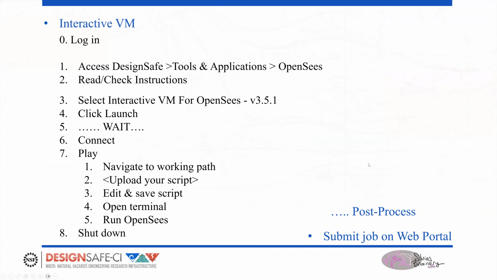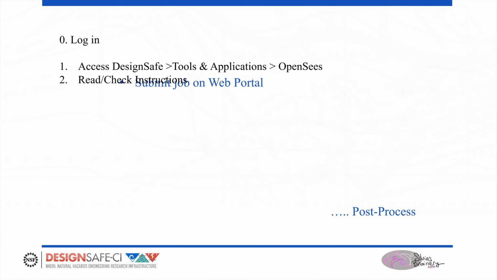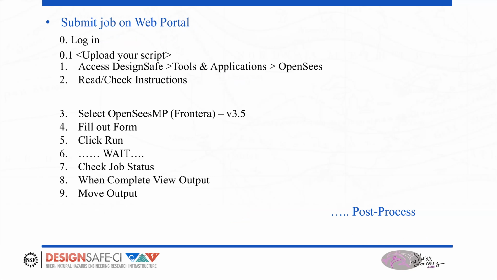If I go back to this now, in the interactive VM, remember you can loop through this and edit your script and save it. Make sure you save it and run it, going back and forth between the two little tabs. If we go to the web portal, it's the same kind of process. Make sure your script has been uploaded, or you already have it, since you've been playing with it anyways. Read the instructions and then, the instructions seem simpler because you select the MP, you fill out that form, you click run, then you wait, you check your job status, and that's kind of what takes a little bit of time. If you want, send another job, a separate, different job.